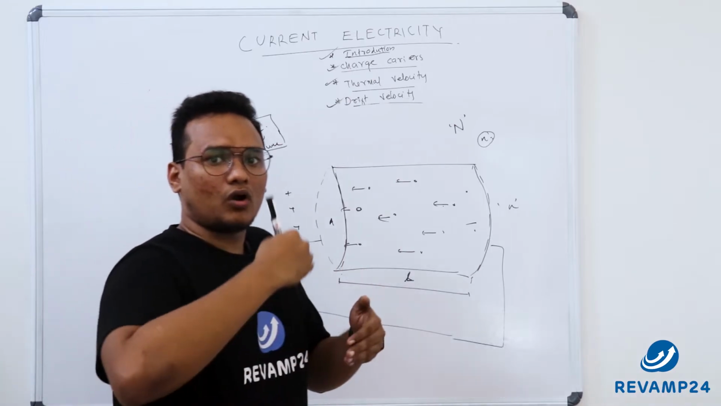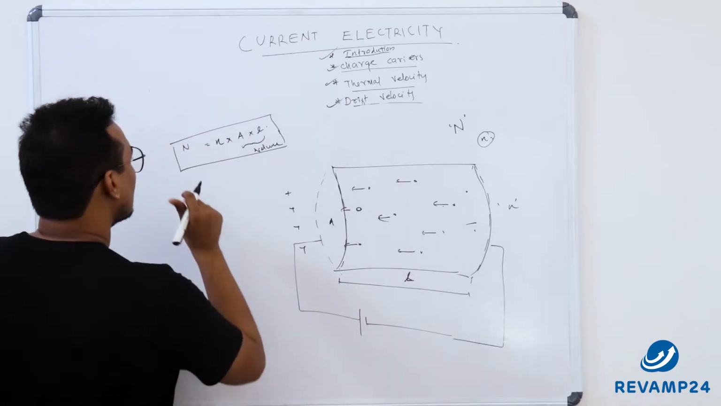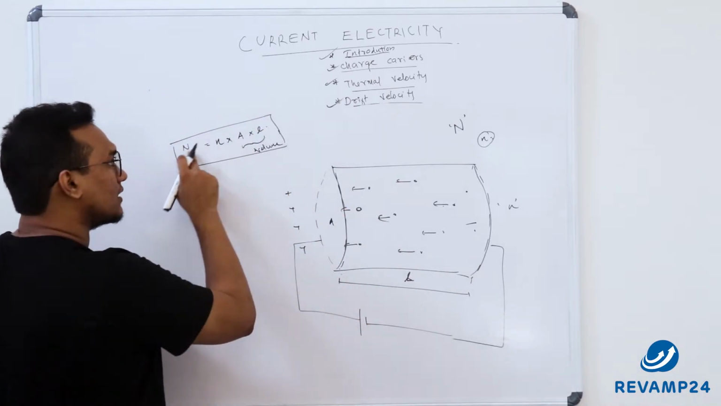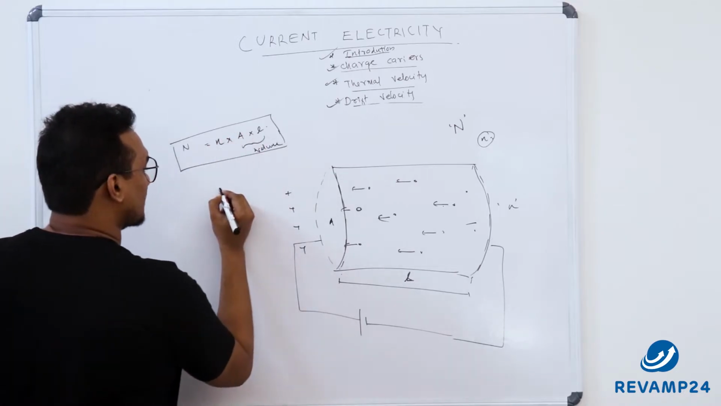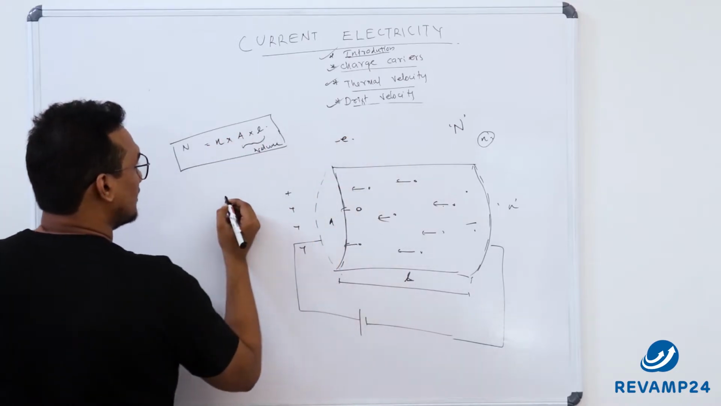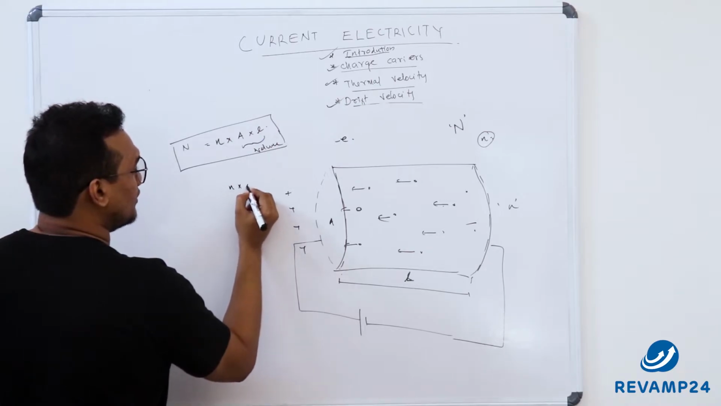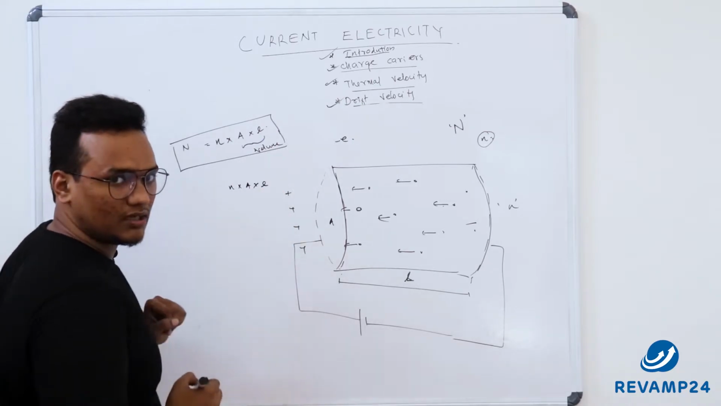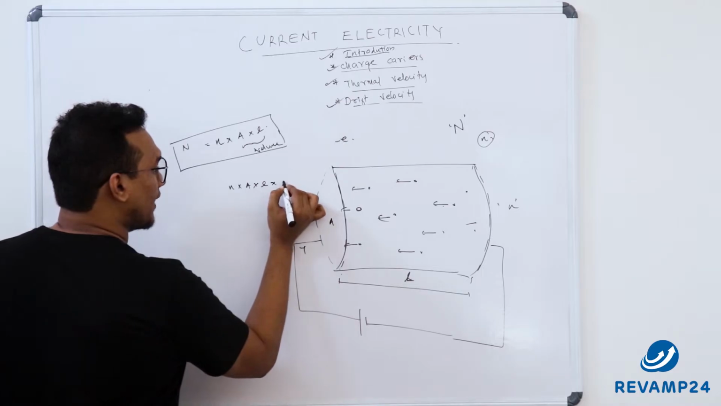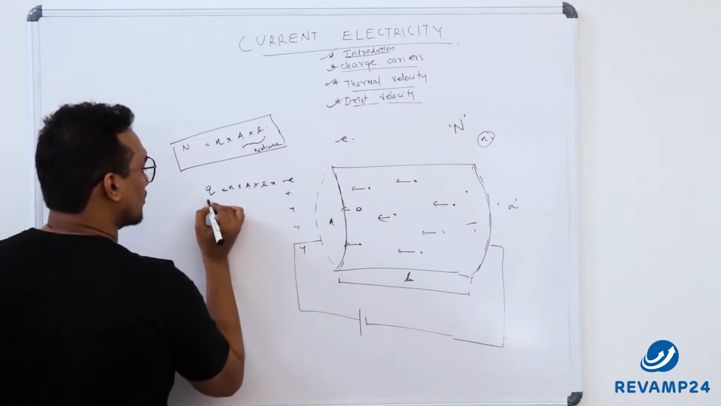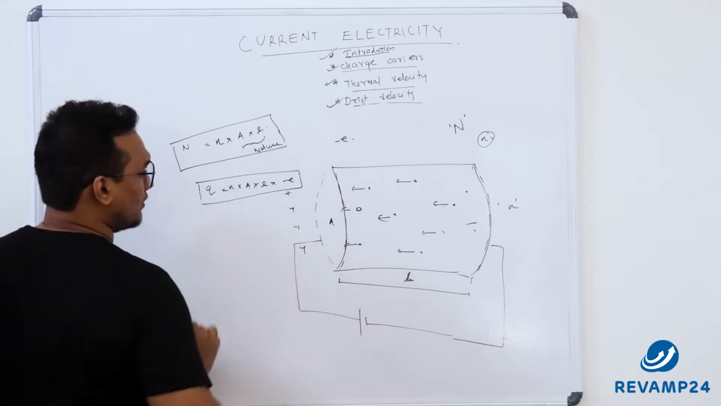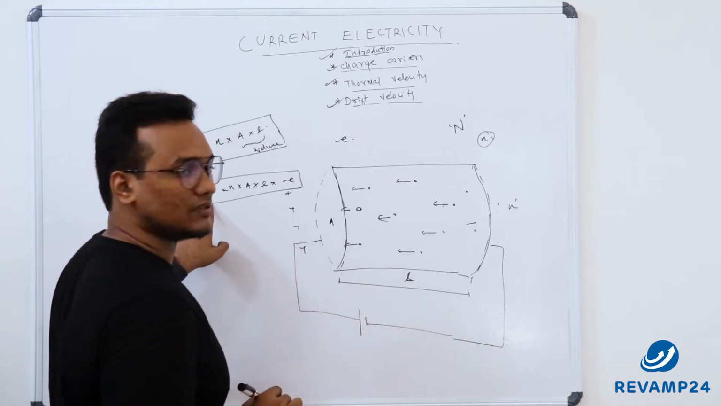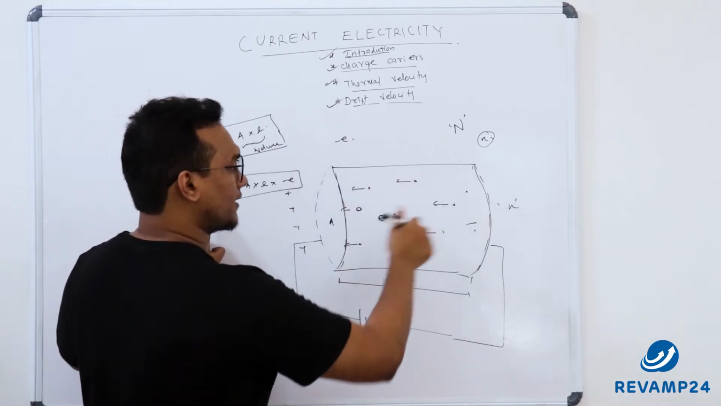Now how will we get the total charge of free electrons? This many electrons into the charge of an electron. What is the charge of an electron? Minus e. Now the value will be n into A into L, the total number of electrons, into minus e. That is the total amount of charge. Now a conductor is having this much amount of charge inside.